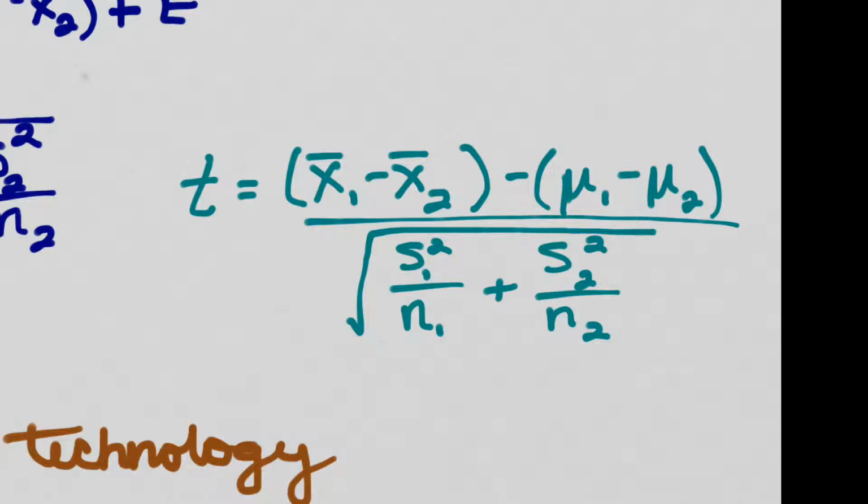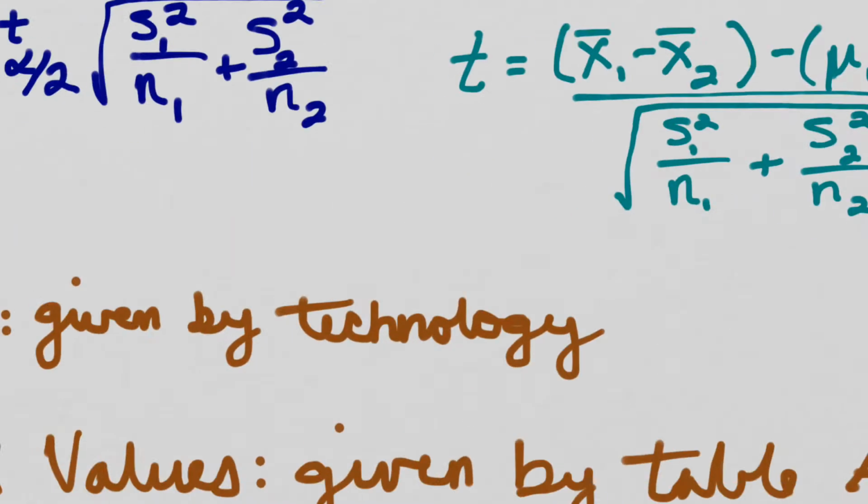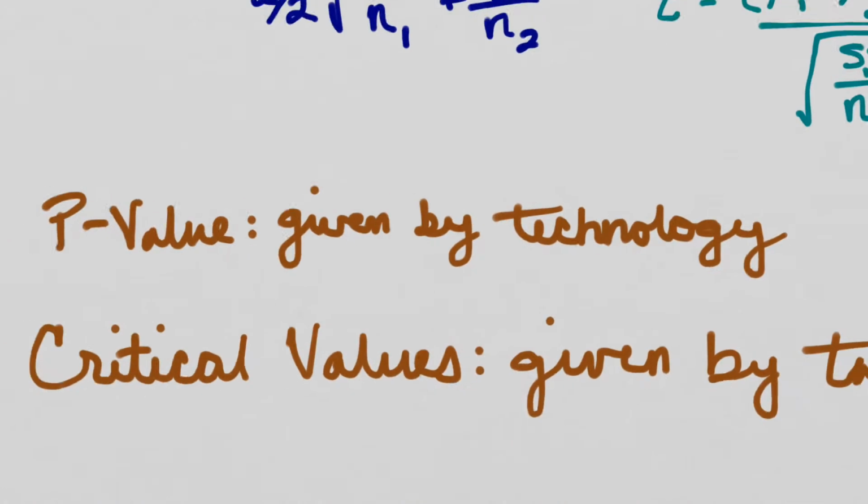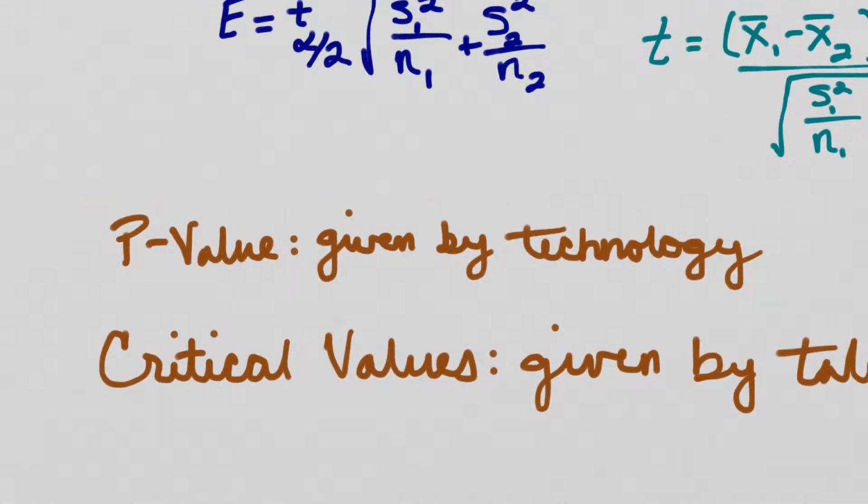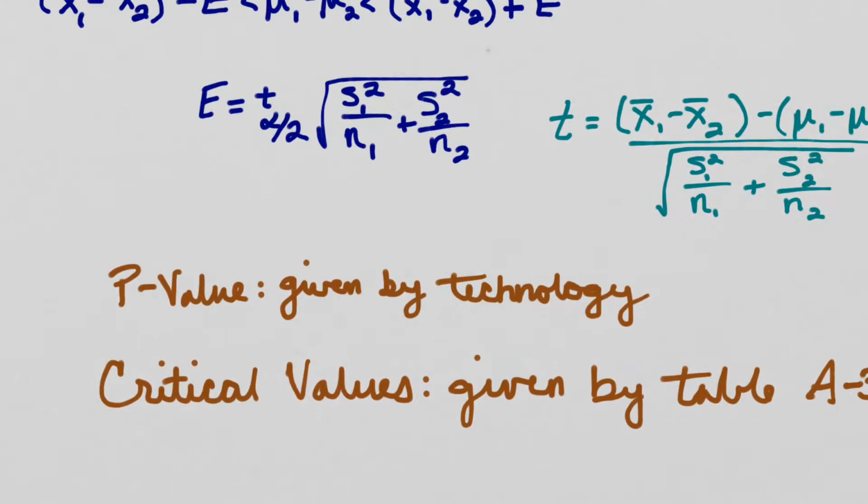You would use that test statistic to find the area to the right of the curve, and that will give you your p-value, and so on. If you want to find your p-value, that can be given by technology or by using the t-score table if technology is not present. And all those will help you reject or fail to reject the null hypothesis.